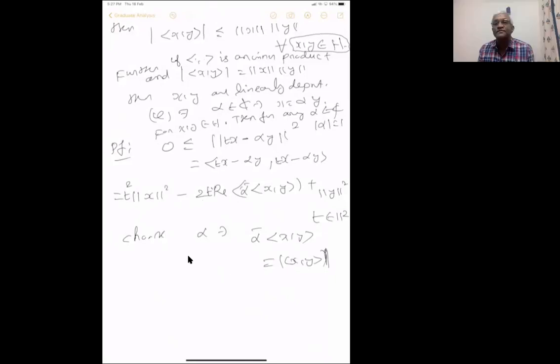Okay. So what I have done, I have just used the fact that the norm squared of tx minus alpha y is greater than or equal to 0, where I have chosen alpha with mod alpha equal to 1. So <x, y> is going to look like mod <x, y> times e to the i theta. You take alpha to be e to the i theta, then alpha bar is e to the minus i theta. So this will become the mod. Okay, so this is clear. You can do this.